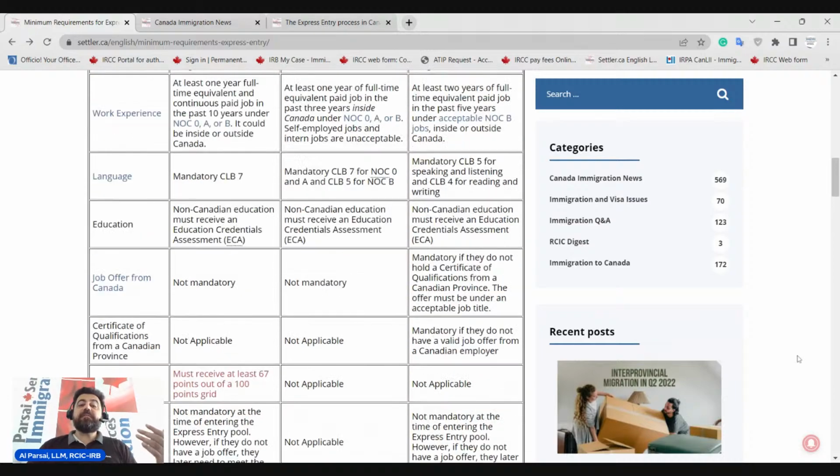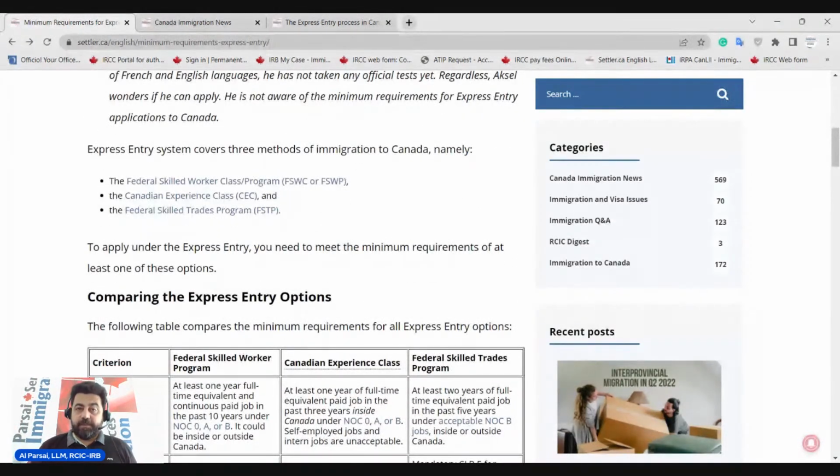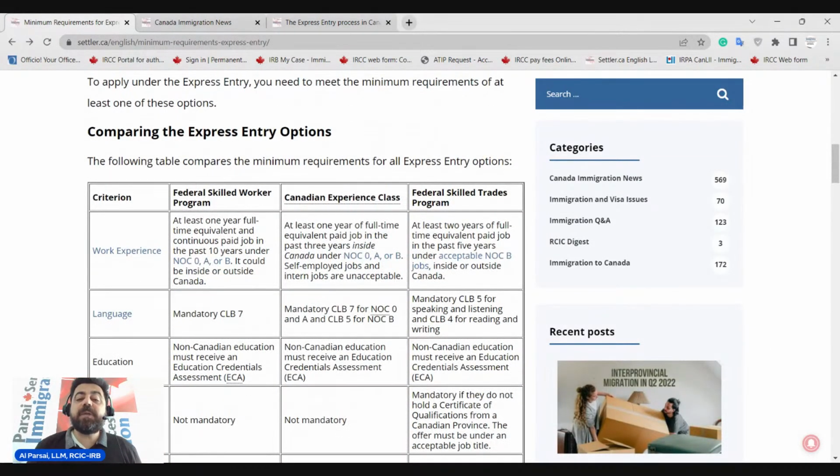Okay, so that's the first option, the minimum requirements for Federal Skilled Worker. If you do not meet the minimum requirements for Federal Skilled Worker, another option, if you meet the minimum requirements, is the Canadian Experience Class. The good news is that neither the Canadian Experience Class nor the Federal Skilled Trades Class has a point system. They just have minimum requirements.